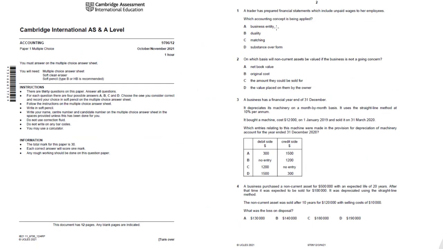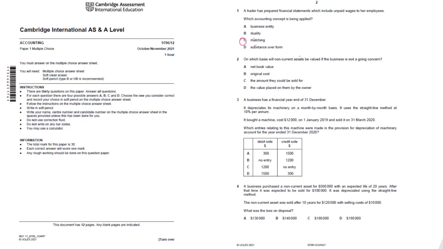Question number 1. A trader has prepared financial statements which include unpaid wages to her employees. Which accounting concept is being applied? Business entity? No, business entity is about differentiating between owner's transactions and business transactions. Duality, that is about every transaction having debit and credit effects. Matching? Yes, matching says that expenses should be recognized in the period to which they belong, irrespective of their actual payment. So matching is the correct answer. And substance over form is not the right answer. It is not related to unpaid wages.